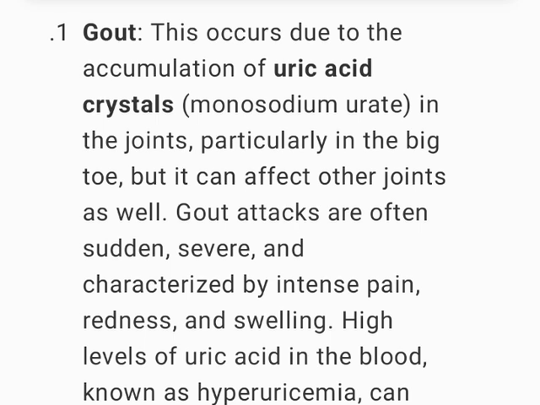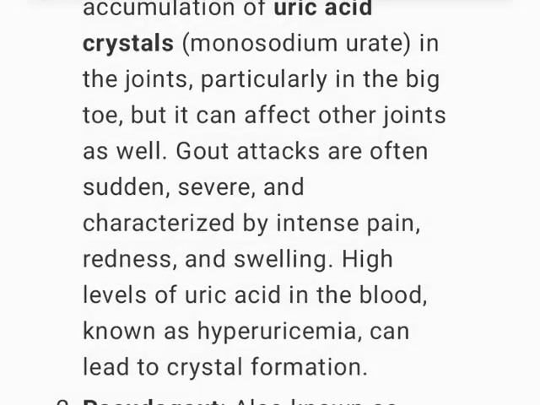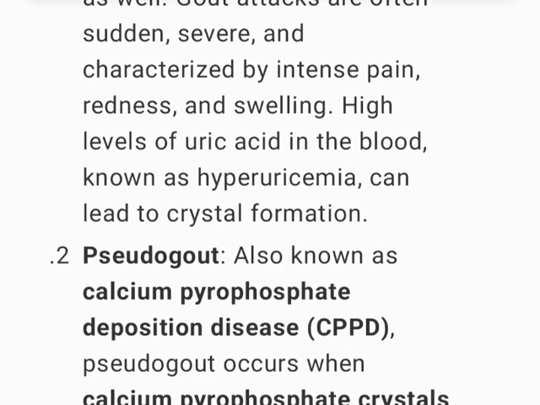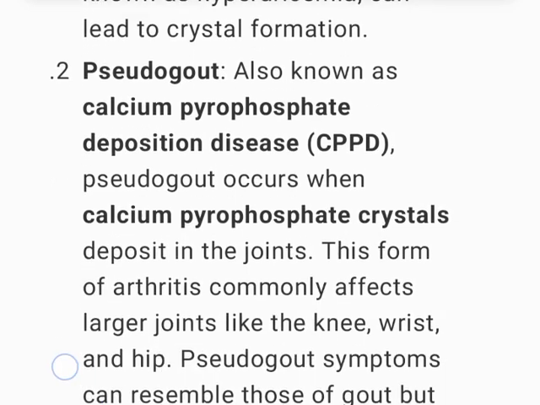1. Gout. This occurs due to the accumulation of uric acid crystals, monosodium urate, in the joints, particularly in the big toe, but it can affect other joints as well. Gout attacks are often sudden, severe, and characterized by intense pain, redness, and swelling. High levels of uric acid in the blood, known as hyperuricemia, can lead to crystal formation.